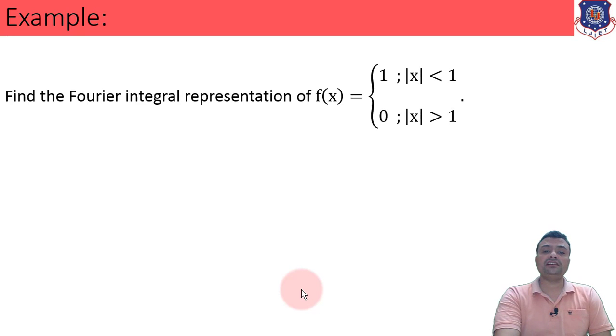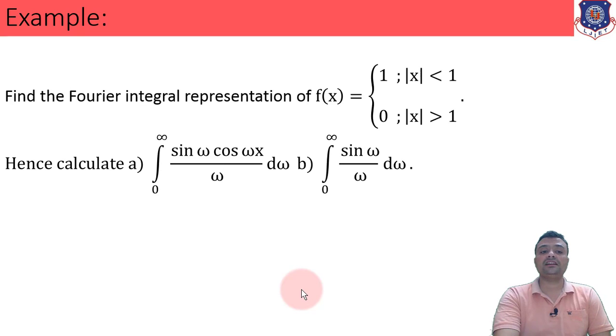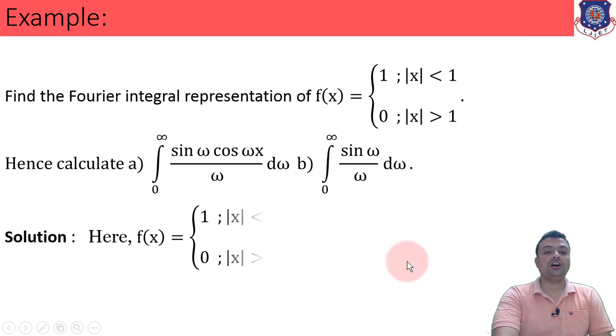Let us see an example. Find the Fourier integral representation of this function and hence calculate these two particular integrals: integral from 0 to infinity of sin omega cos omega x upon omega d omega, and integral from 0 to infinity of sin omega upon omega d omega. Let us see how to figure out the solution.